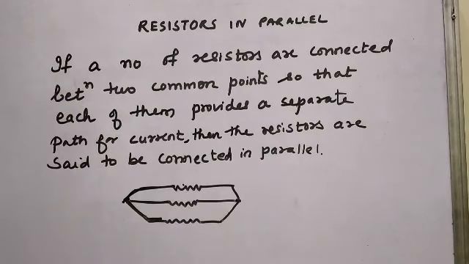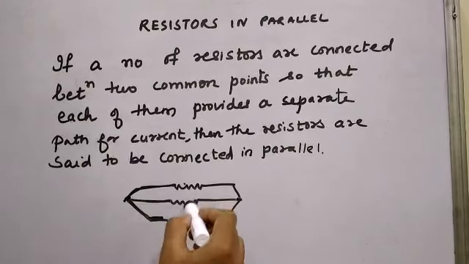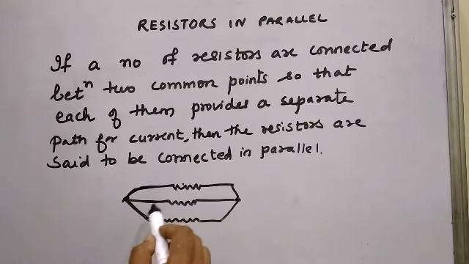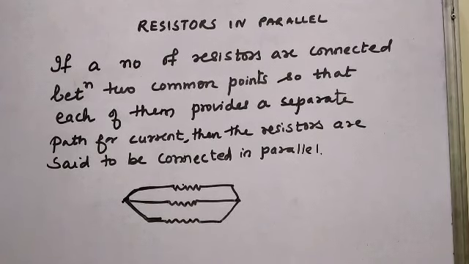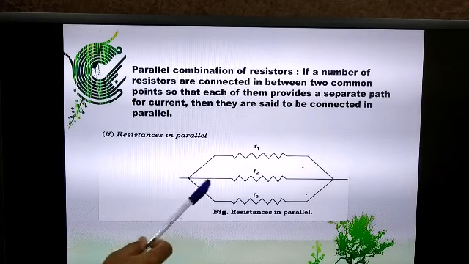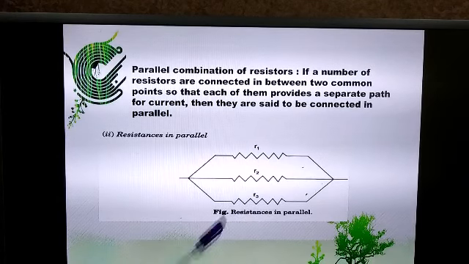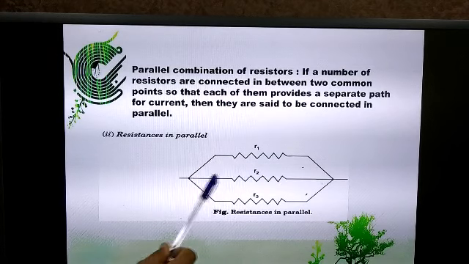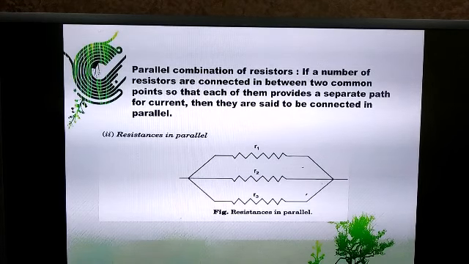So see the definition of resistors in parallel. If a number of resistors are connected between two common points so that each of them provides a separate path for the flow of current, then the resistors are said to be connected in parallel.